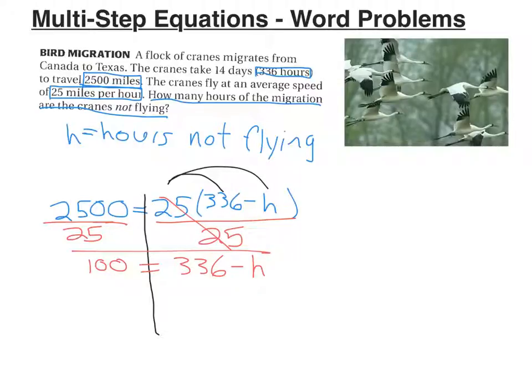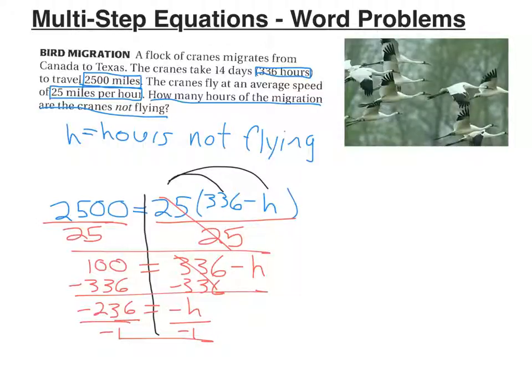My next step, I'm going to get rid of this constant term. It's positive 336, so I'm going to subtract it. We get negative h equals, that's going to give me negative 236. And now we got another one of those situations. I got this negative h. Remember, we can just say that there's a 1 right there. We can say this is negative 1 times h, because that equals negative h. So we'll divide by that negative 1, and we'll get h equals positive 236. So they are not flying for 236 hours.